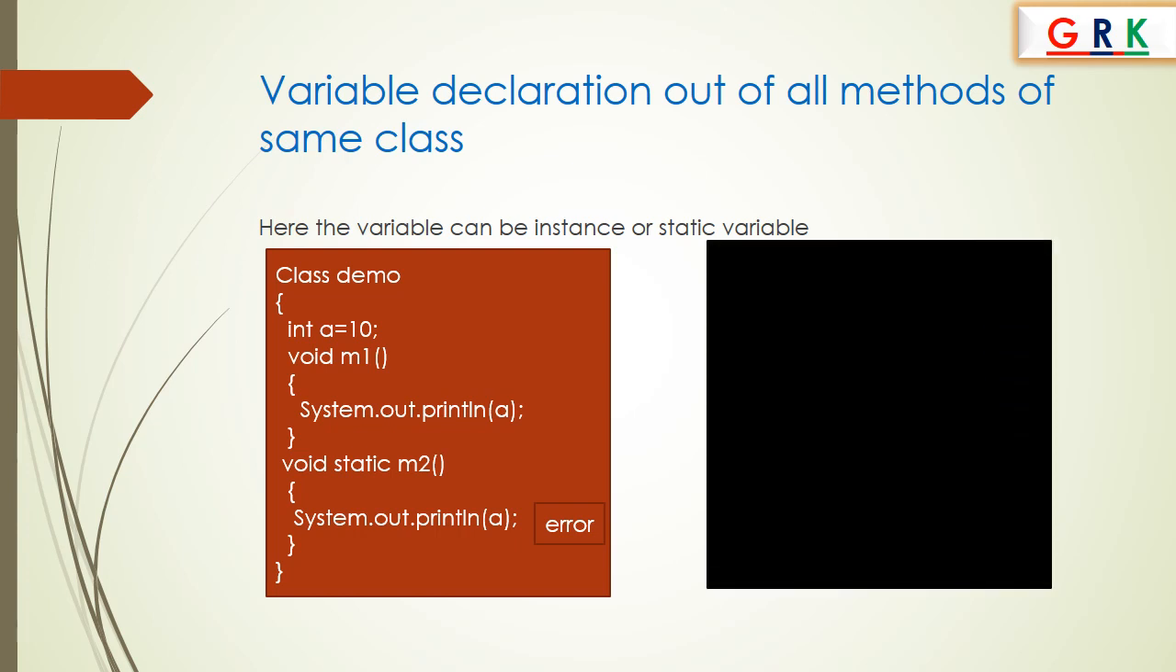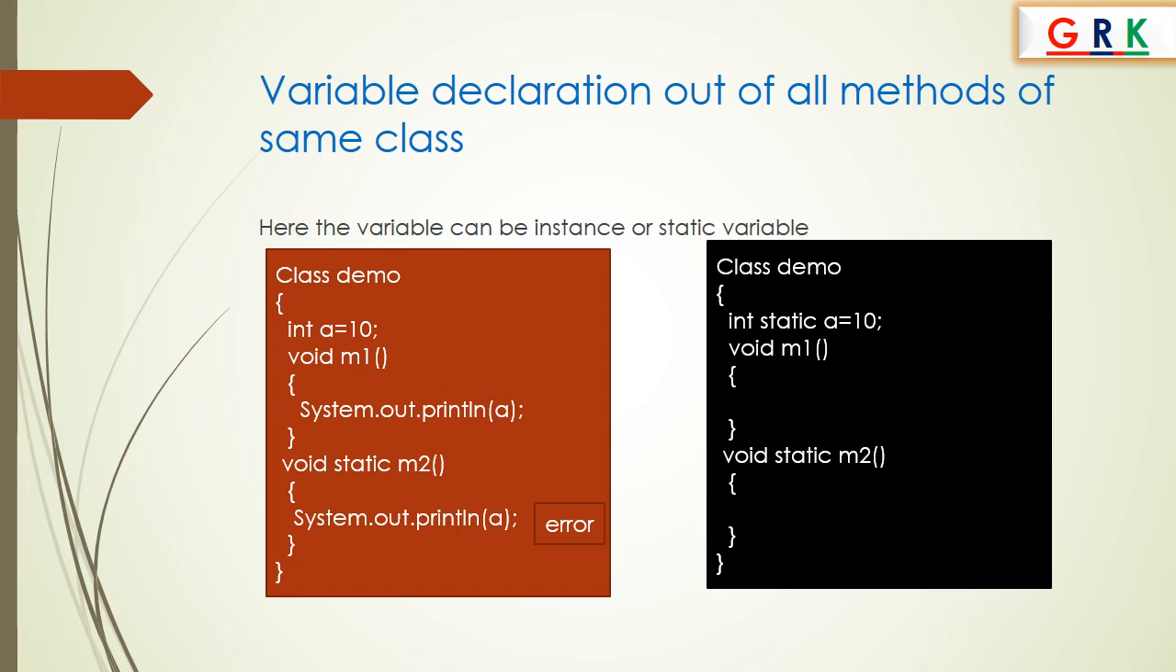Next, coming to the static variable example. Here I am taking the same Demo class, where m1 method is instance and m2 method is static, and I declared one variable a, but this variable a is of static type. When a static variable is declared in the class but outside of all methods, its scope is from the beginning of the class to the end of the class.